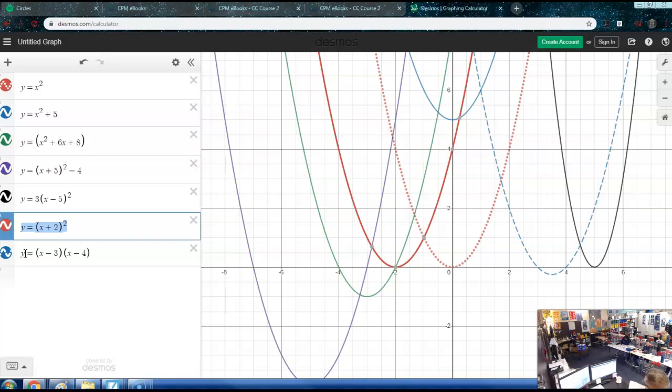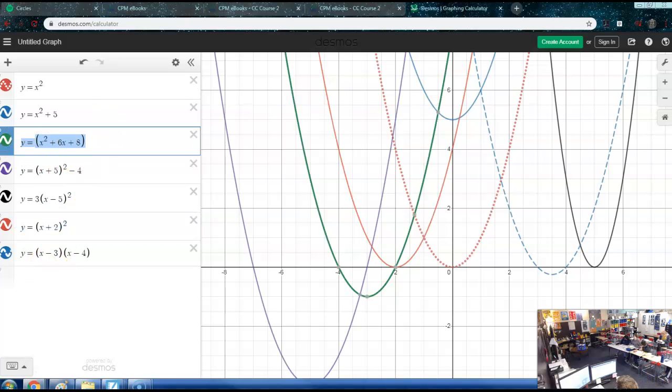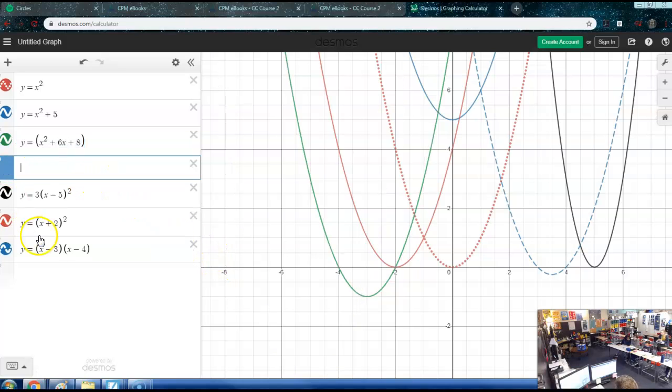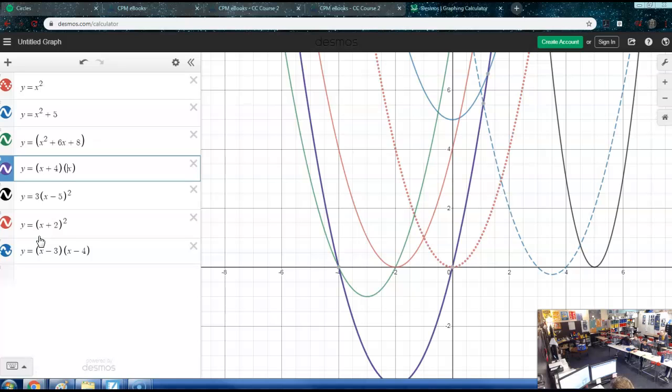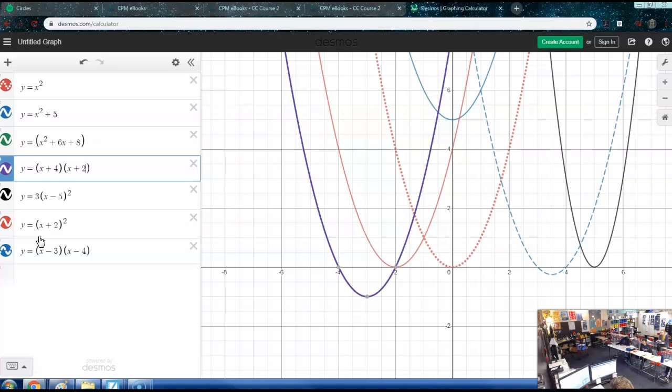What if it all happens at once? Like our green parabola here. X squared plus 6x plus 8. Can anyone think of another form of that parabola? Another way to write that quadratic? Oh yeah, because X times X is X squared. Would that work? Is that just the same thing as the last one? That's the same thing, right?